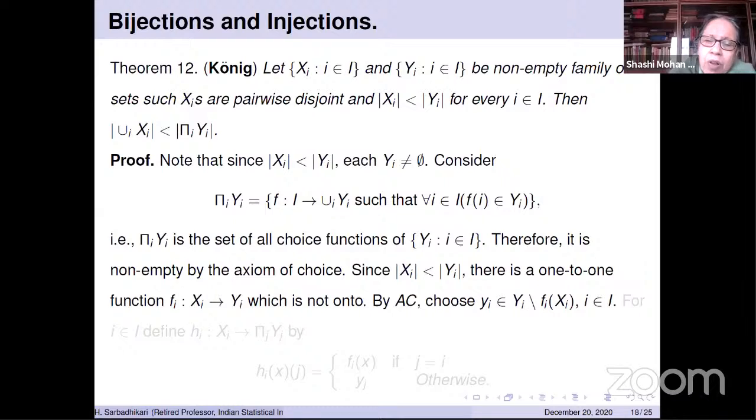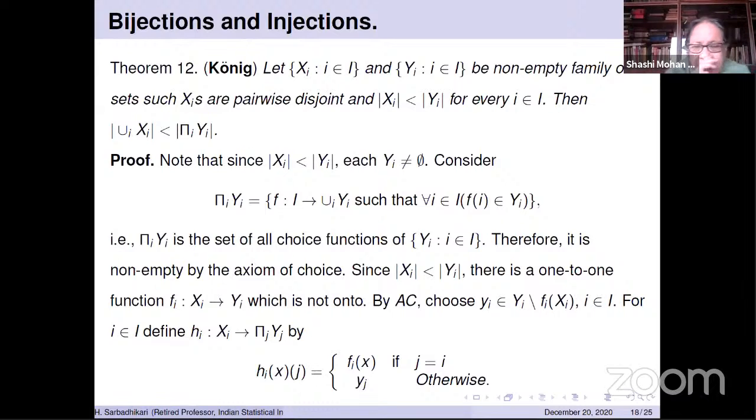All right. And since mod Xi is less than mod Yi, you get an injection from Xi into Yi. And this will not be onto, so some point is always left out. Call this injection fi, and suppose yi is a point outside its range. It is always there. Now I am defining an injection from the union of Xi to this product of Yi's. And then I'll show that you can't have an onto map. And that will do it.